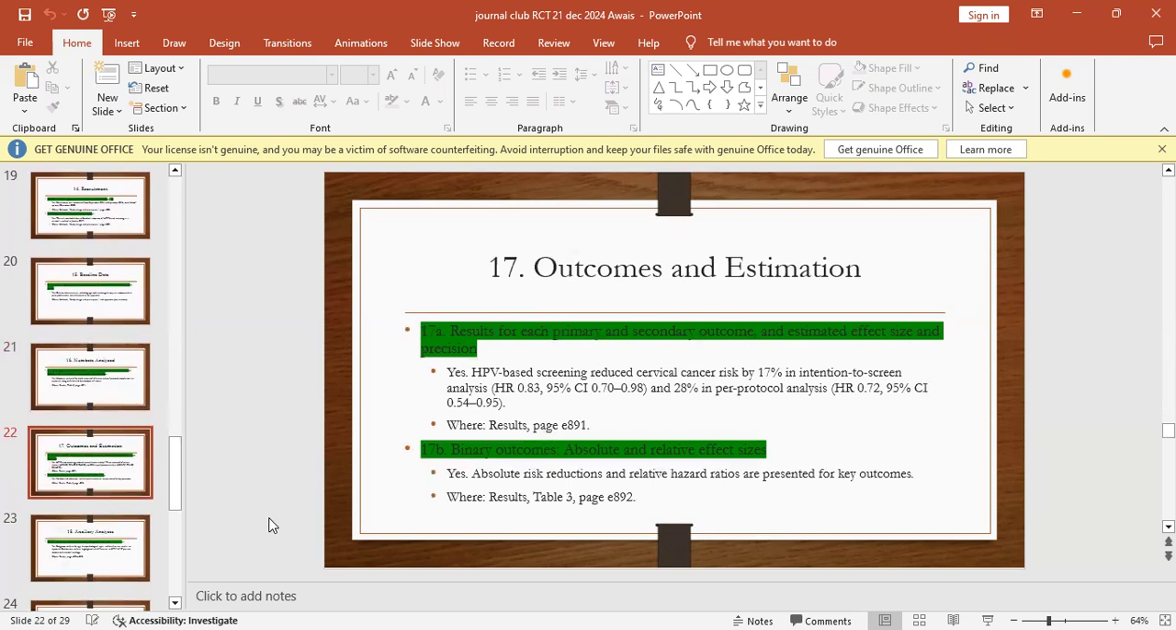Next is the outcomes and estimation: results for each primary and secondary outcome and estimated effect size and precision. Yes, human papillomavirus-based screening reduced cervical cancer risk by 17% in the intention-to-screen analysis, that is, a hazard ratio of 0.83 with 95% confidence interval, and by 28% in the per-protocol analysis. The hazard ratio is 0.72, with a 95% confidence interval. Now the binary outcomes and the absolute and relative effect sizes. Yes, the absolute risk reductions and relative hazard ratios are presented for key outcomes.